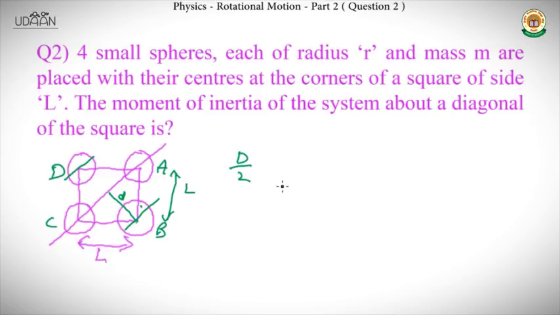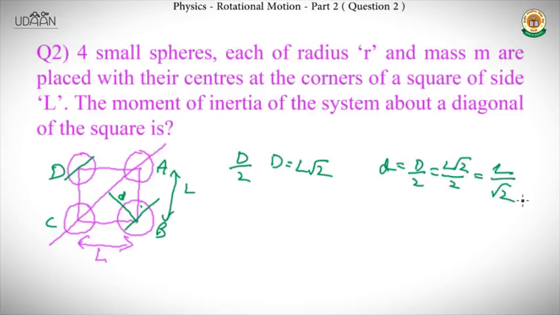Diagonal by 2. And for a square, we know that the length of the diagonal D is equal to L into root 2. So from here we get the distance small d to be equal to D by 2, which will be equal to L root 2 by 2, which we can write down as L by root 2. So now we know the distance d. So now the problem has become fairly simple.